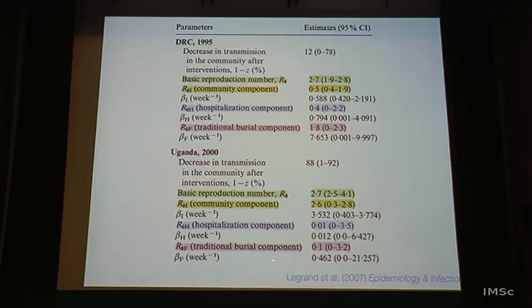However, if you split into the different components, so the community, hospital, and funeral components, you see that you have different estimates. In DRC, it was mostly the funeral component that was important, whereas in Uganda, it was mostly the community component. So overall, a very similar outbreak, but very different estimates of the different components. So here you might agree or you might disagree with what I'm saying.